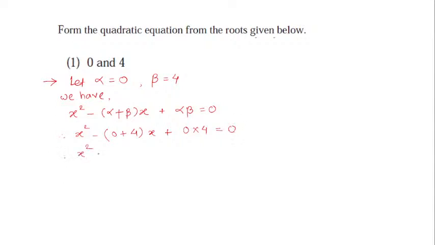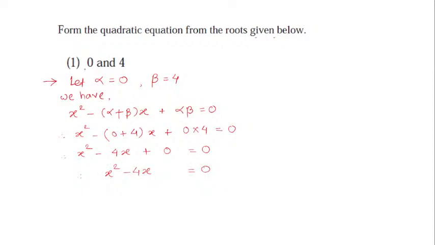So here x square minus (0 plus 4, that's 4) into x, it is 4x, plus 0 into any number, that's 0. So 0 into 4 is 0, that is equal to 0. So we get the equation as x square minus 4x, and it will not make any difference if we add 0 or subtract 0 from any of the expressions. So if we are not taking this 0, that's okay. So x square minus 4x is equal to 0, and this is the required quadratic equation.